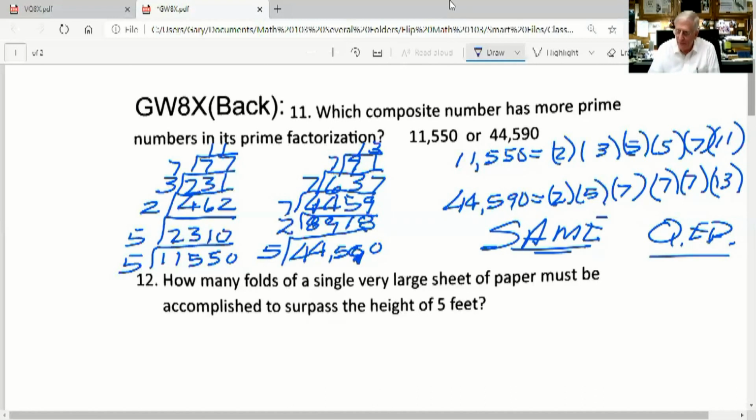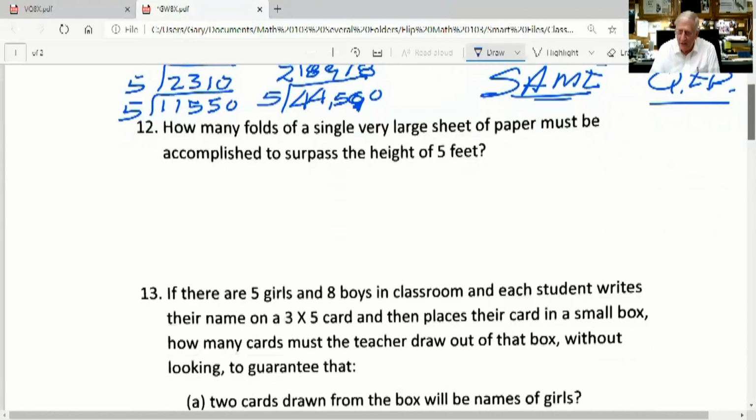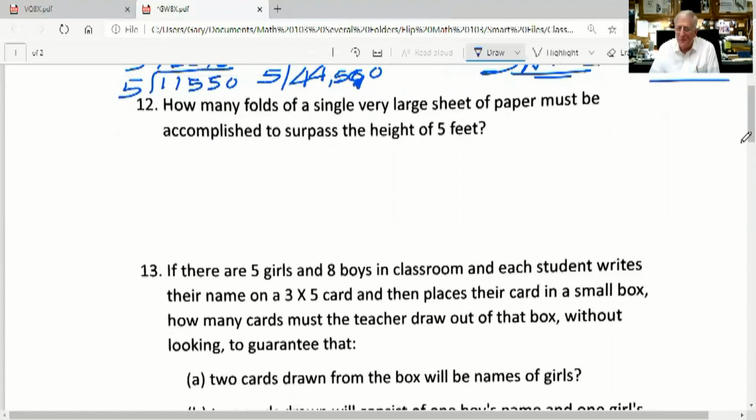Okay, let's go on. How many folds? Okay, trying to get this sheet down a little bit here. How many folds of a very large sheet of paper must be accomplished to surpass the height of 5 feet? Well, as you know, I'm going to have to get 5 feet into sheets of paper. So I'm going to start with 5 feet using dimensional analysis.